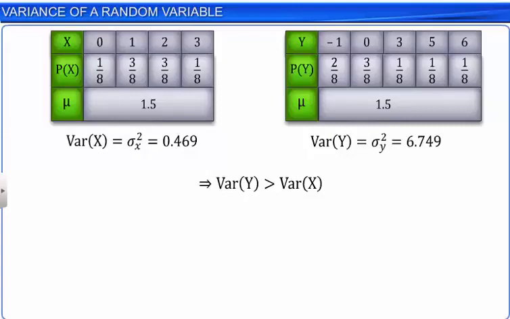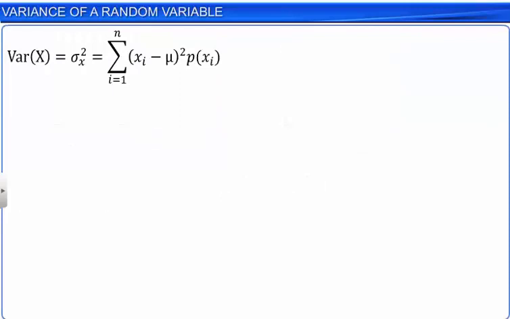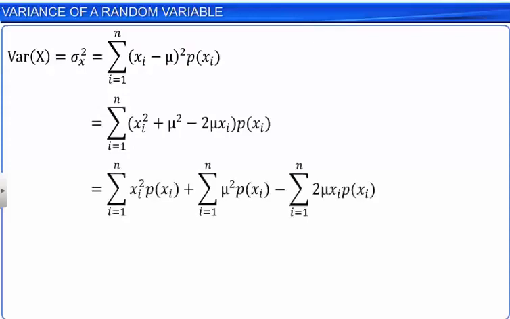Let's review the formula for the variance of variable x again. Now, we'll expand (xi minus mu) whole squared. On simplifying, we get the expression as shown. Since mu is a constant, we take out mu squared in the second term and 2 mu in the third term in the summations.